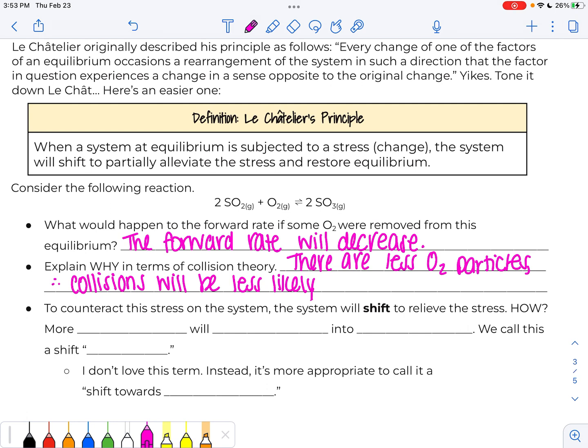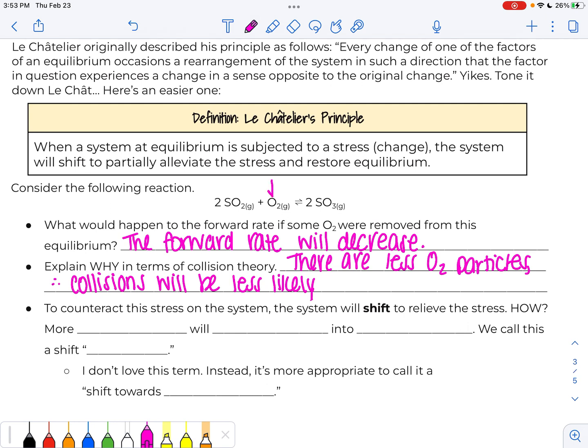So the system was originally at equilibrium. It doesn't like that a stress had been applied to it. If we remove some oxygen, that is a stressor on the system. It's a change that is happening in the system. So to counteract the stress, the system's going to shift to relieve that stress.